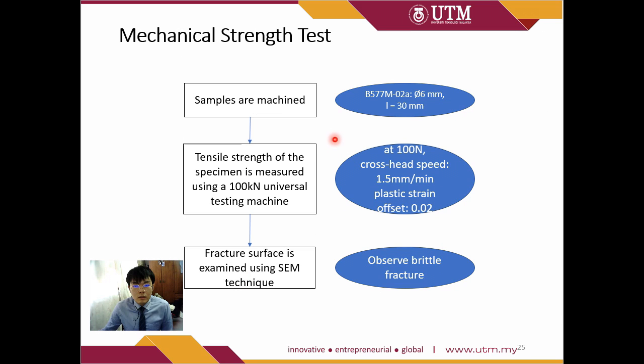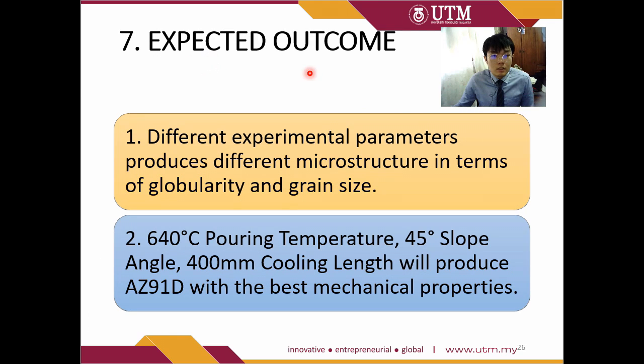And this is to perform mechanical strength tests. And here is the expected outcome. Different experimental parameters will produce different microstructure in terms of globularity and grain size. And I predict that 640 degrees Celsius pouring temperature, 45 degrees slope angle, and 400 millimeter cooling length will produce an AZ91D magnesium alloy with the best mechanical properties.